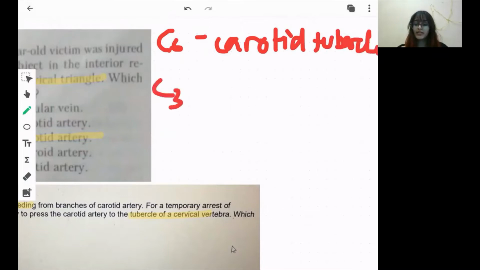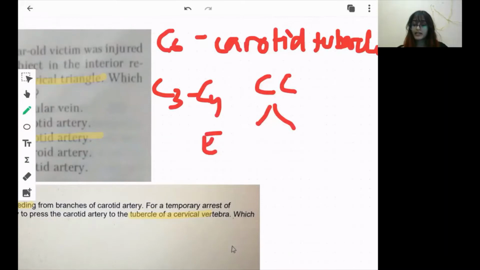And at the level of C3, C4, it bifurcates. That is the common carotid artery. It bifurcates into the external carotid artery and the internal carotid artery. So don't confuse about these levels.